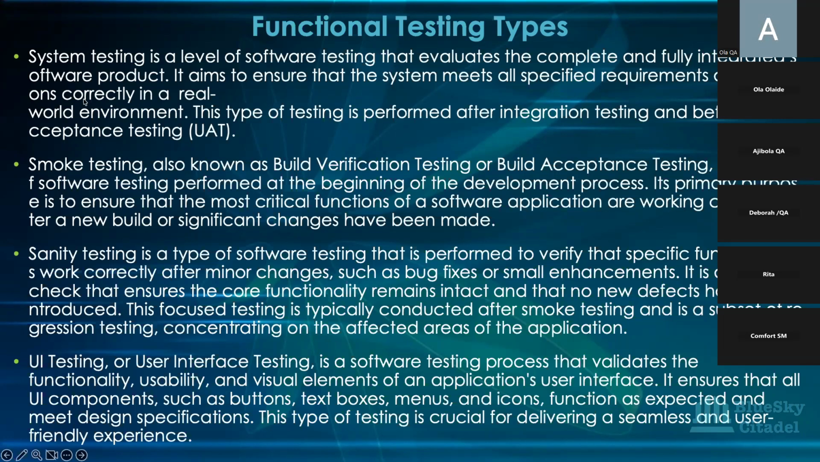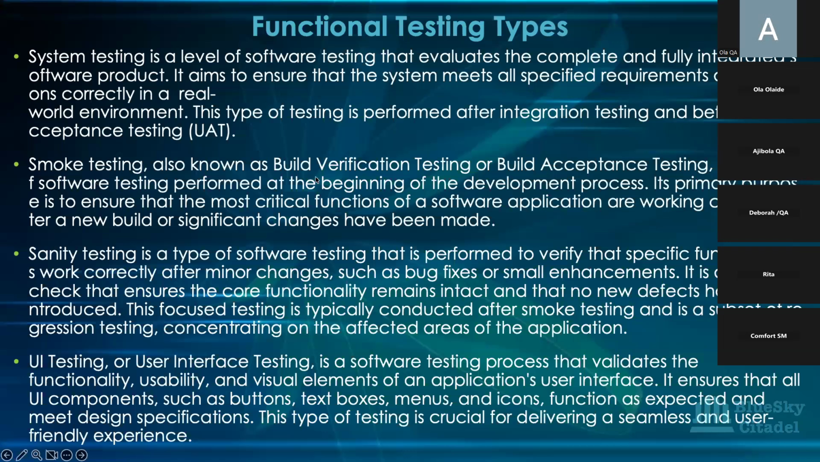Then we have smoke testing, right? My bad. I don't think I finished the system test. So the system testing is a level of testing also. The aim is to ensure that the system meets all specified requirements and functionalities in a real world environment. And this type of testing is performed after integration testing. Okay. Then the next one is going to be smoke testing.